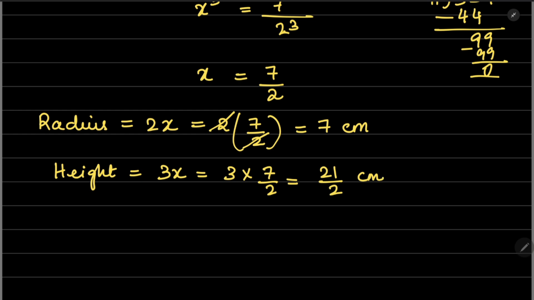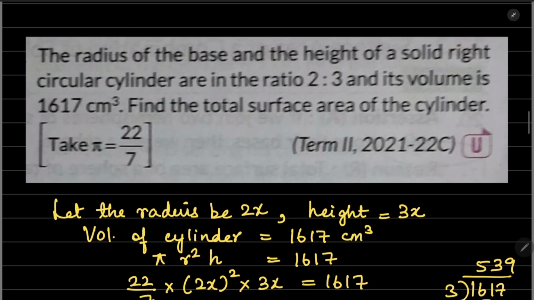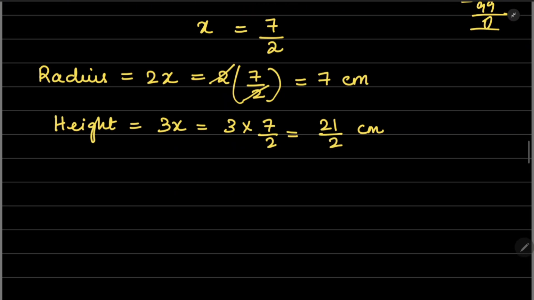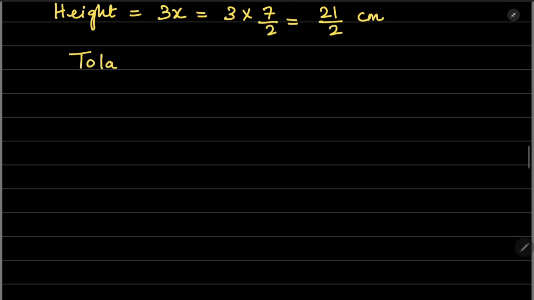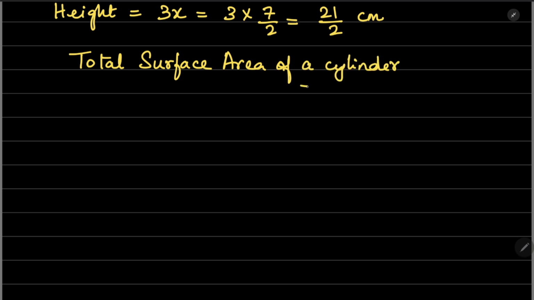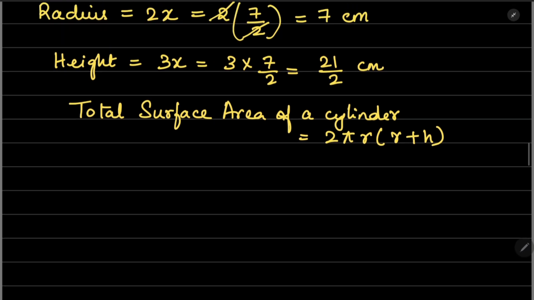So now that we have got the radius and height, but that's not the question. The question is, you have to find the total surface area of the cylinder. What is the total surface area of a cylinder? Remember it as 2 pi r into h plus r, or r plus h. Okay, so just substitute the values.